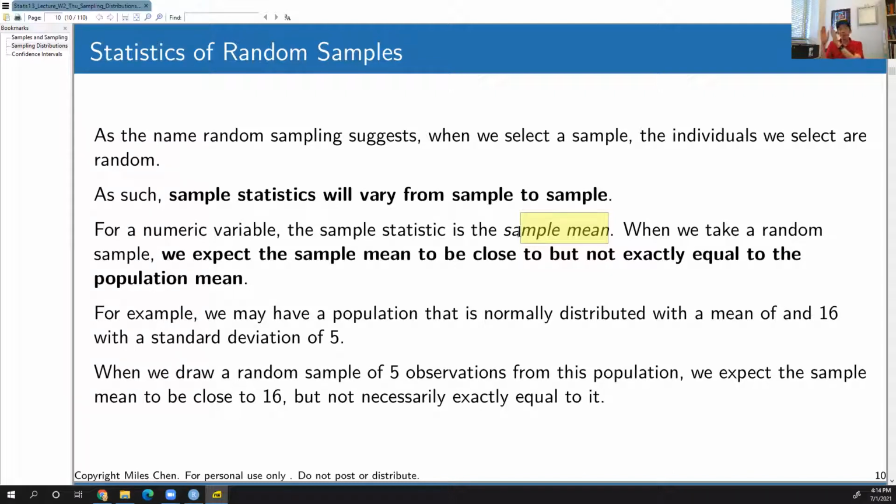So let's say we have a population that follows a normal distribution. The mean of the population is 16, with a standard deviation of 5 or whatever. And then we're going to take a random sample from this population, maybe 5 values, and calculate the mean of our sample. When we do that, we expect the sample mean to be kind of close to 16, but not necessarily exactly equal to 16.